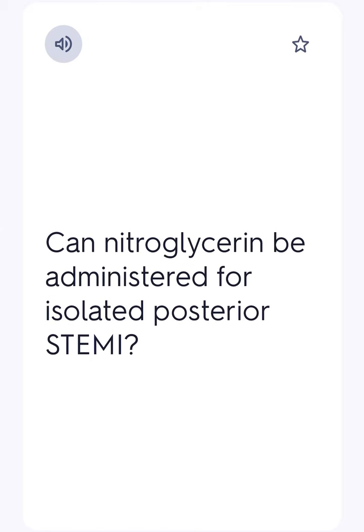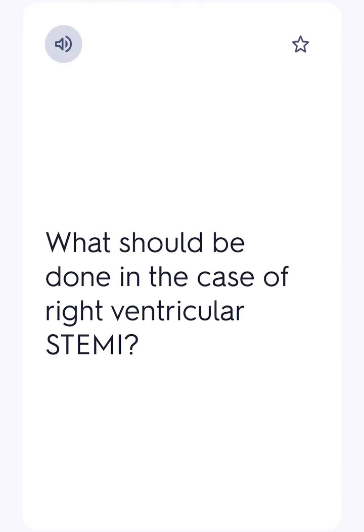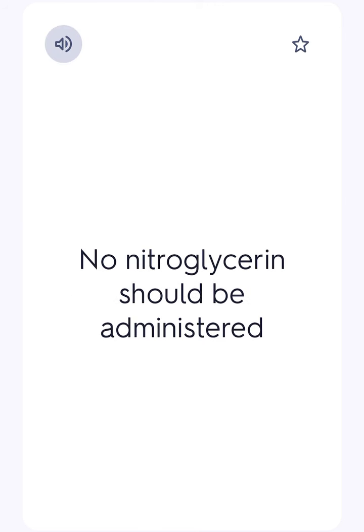Can nitroglycerin be administered for isolated posterior STEMI? Yes. What should be done in the case of right ventricular STEMI? No nitroglycerin should be administered.